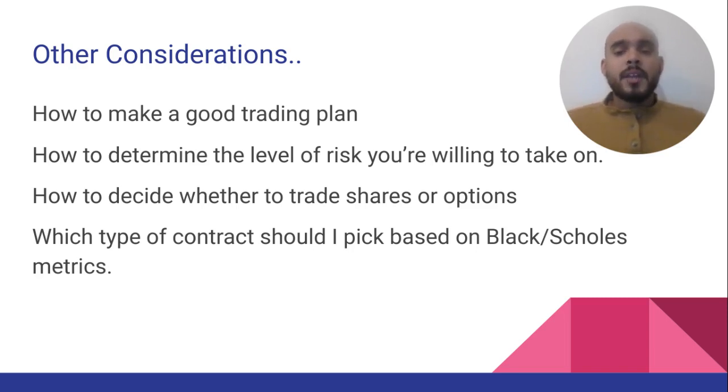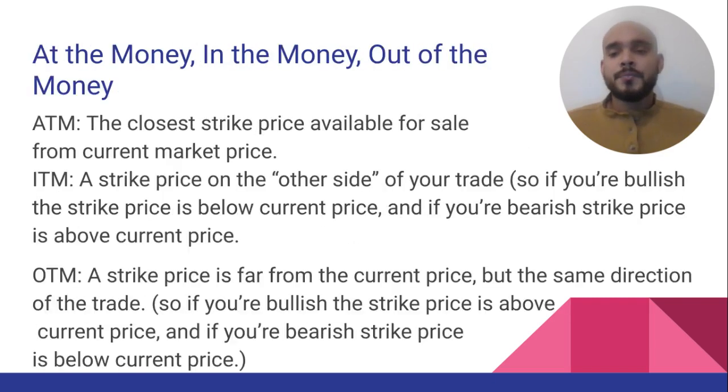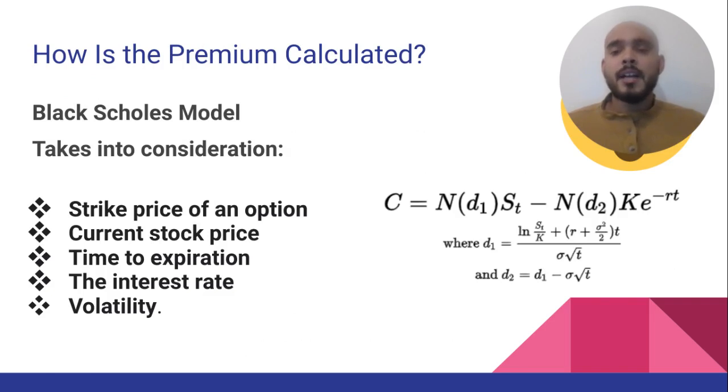How to decide whether to trade shares or options? That's based on a trading plan and based upon market conditions and how much hedging you might want to do. You might want to look up how to hedge. And then you want to look at which type of contract you should pick based on the Black-Scholes metrics, which were strike price of an option, current stock price, time to expiration, the interest rate, and volatility.